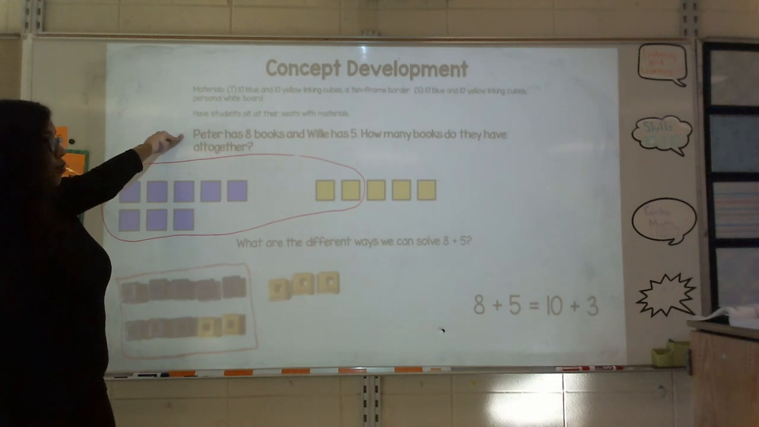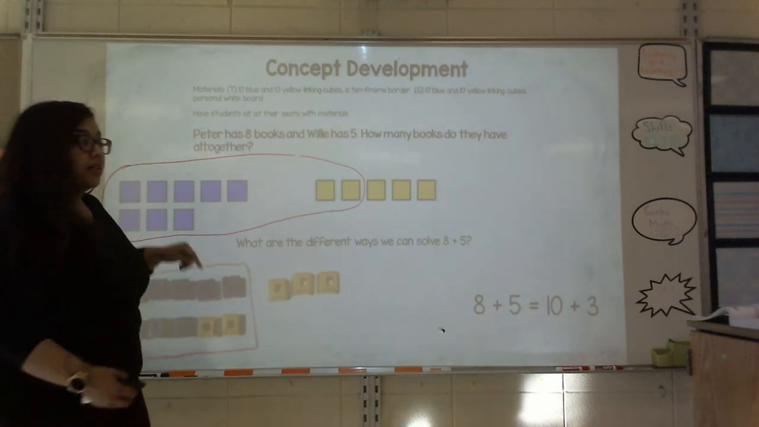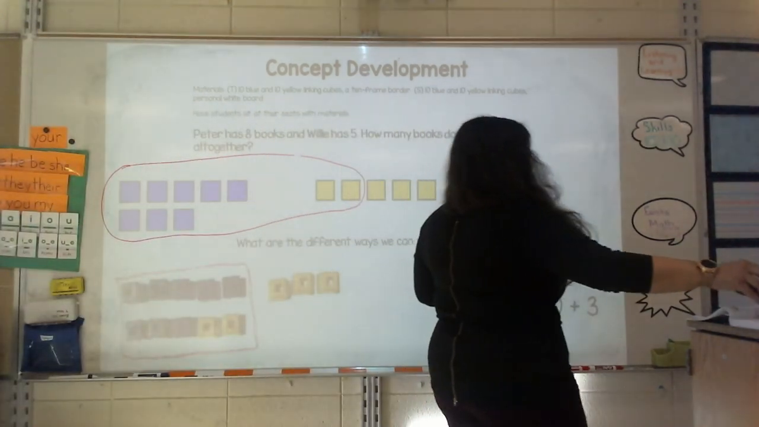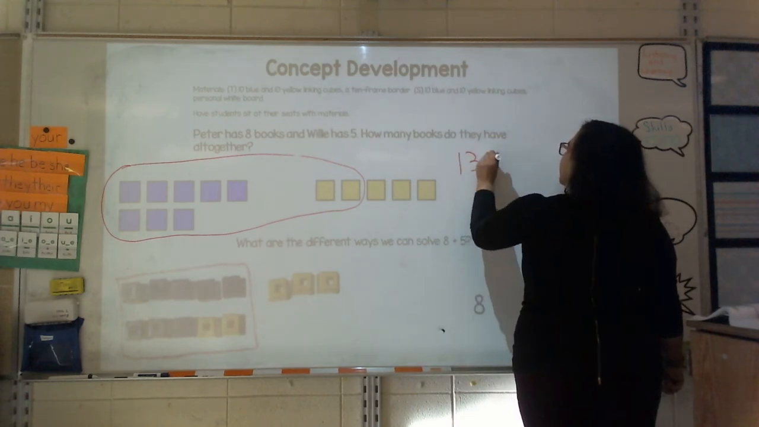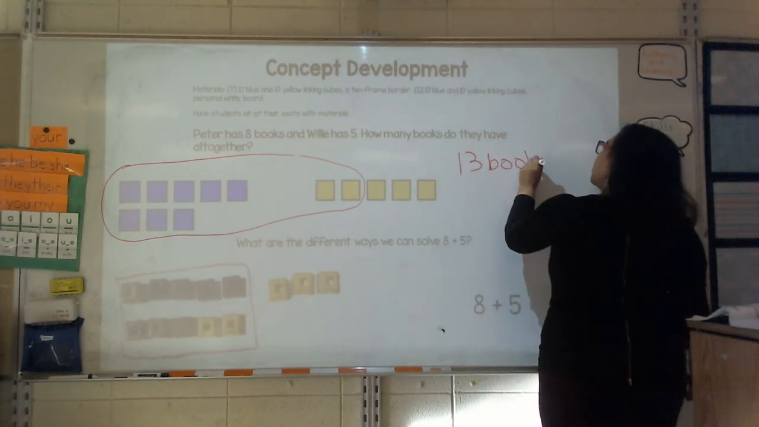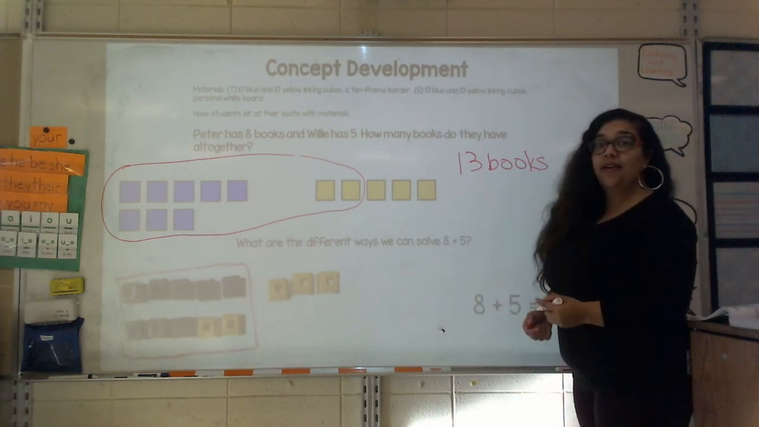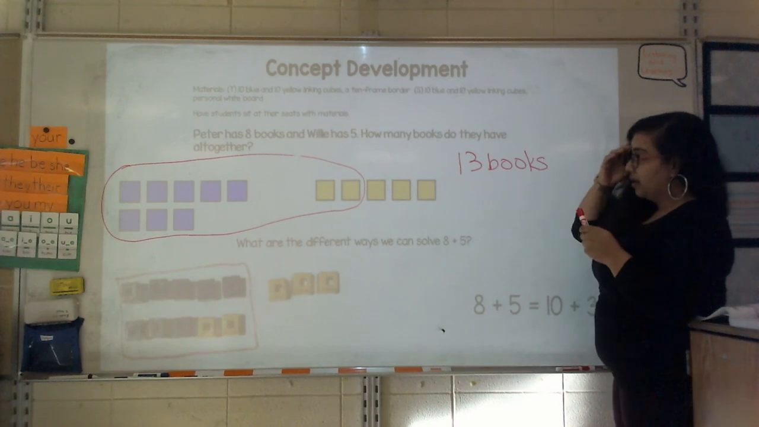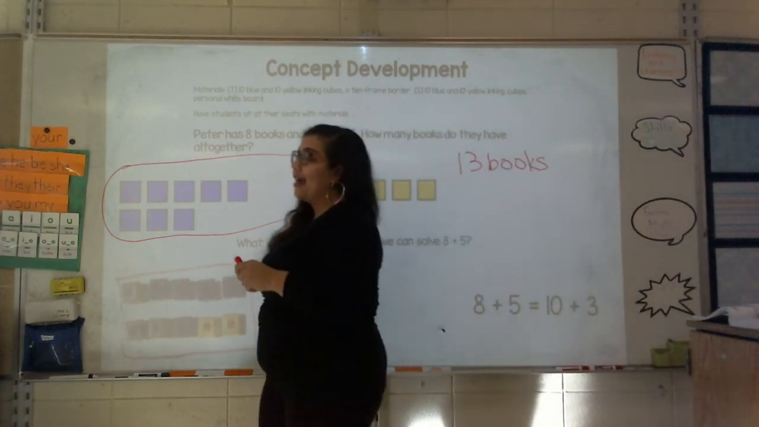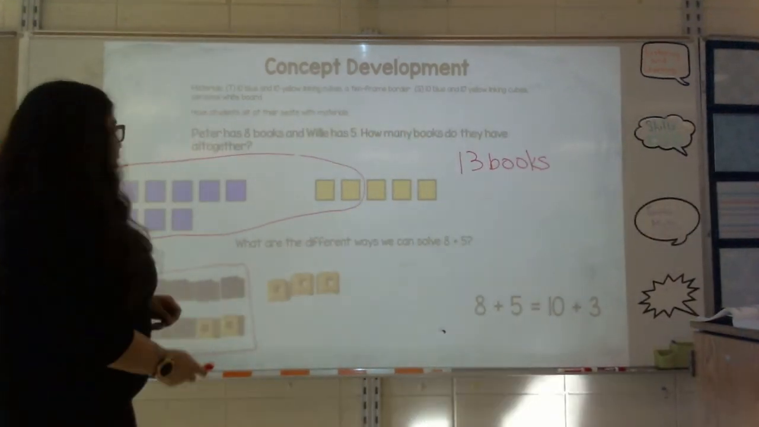So back to our original question, how many books do they have altogether? The must-do answer would say that they have 13 books. We see that they have 13 books, okay? So let's look at some word problems in your Learn book to practice.